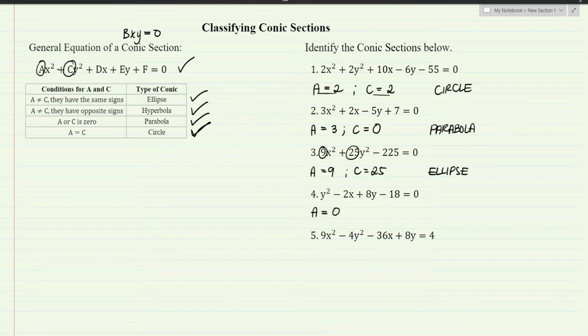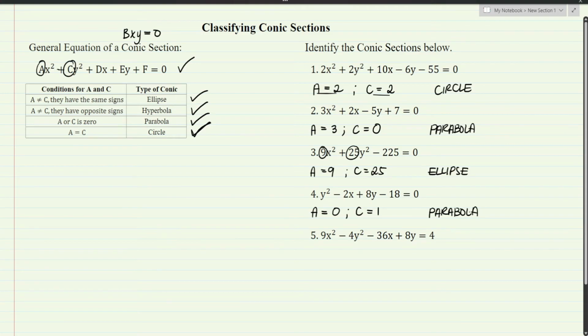Okay? For number 4, for coefficient A, since we do not have a term containing x squared, it means A would be equal to 0. Now for C, this is the coefficient of y squared. So since y squared is present, its coefficient would be equal to 1. So it is similar to problem number 2, wherein A is 0 and C contains a value. So it means this conic section is a parabola.